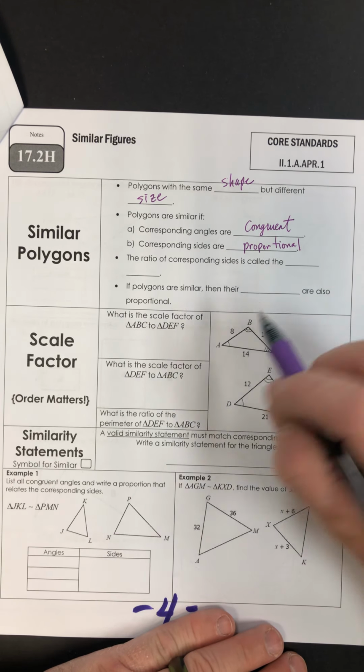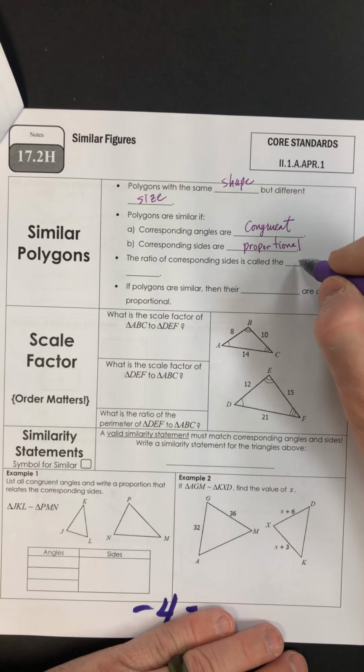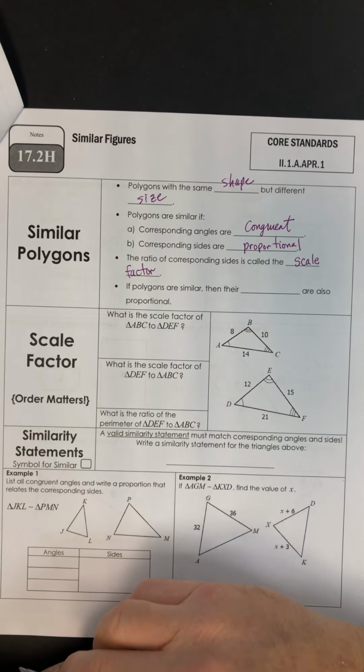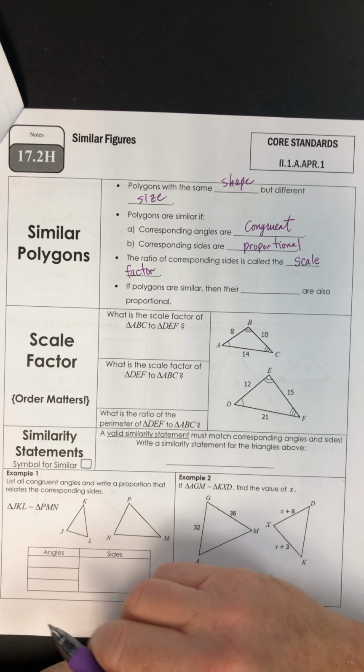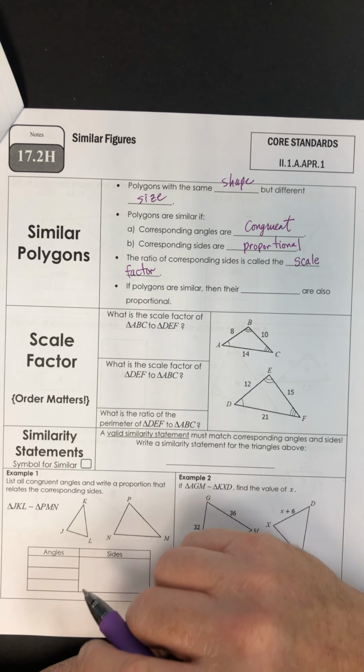Now the ratio of the corresponding sides is called the scale factor. So if one side of one triangle is 2 and the same corresponding side in the other triangle is 6, your scale factor is 1/3. 2 to 6, or reduce the fraction, 1 to 3. That's according to the way you were writing those two triangles together.